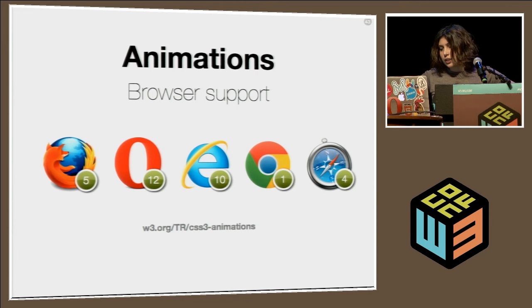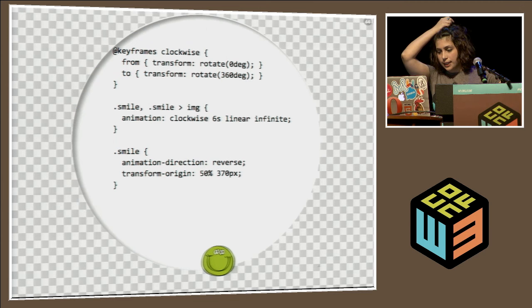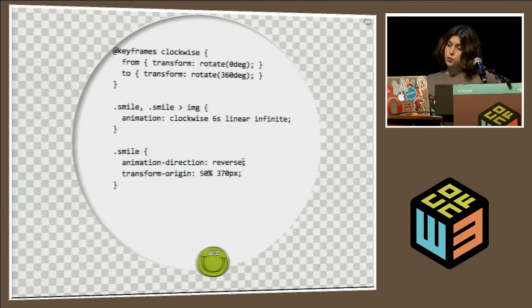CSS animations have decent browser support, not perfect, but decent. But that code was quite messy. You can tidy it up a bit by using only one keyframe-based animation and using animation direction reverse to generate the second one. What animation direction reverse does is that it takes every iteration and it reverses it. So you get this animation on the image inside the div.